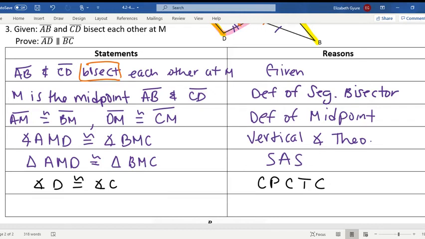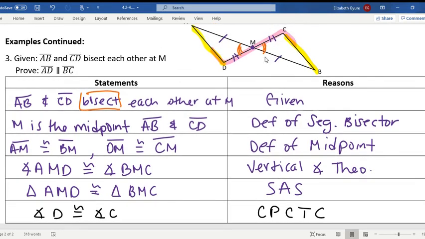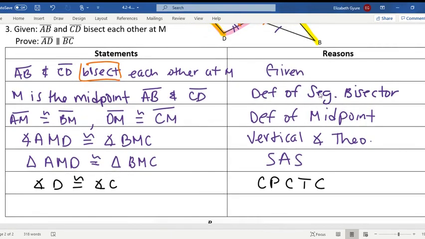If you don't think you're going to remember CPCTC, then just write the phrase, corresponding parts of congruent triangles are congruent. Okay, now, do I have congruent alternate interior angles? So do I have parallel lines? I do. All right, segment AD is parallel to segment BC.